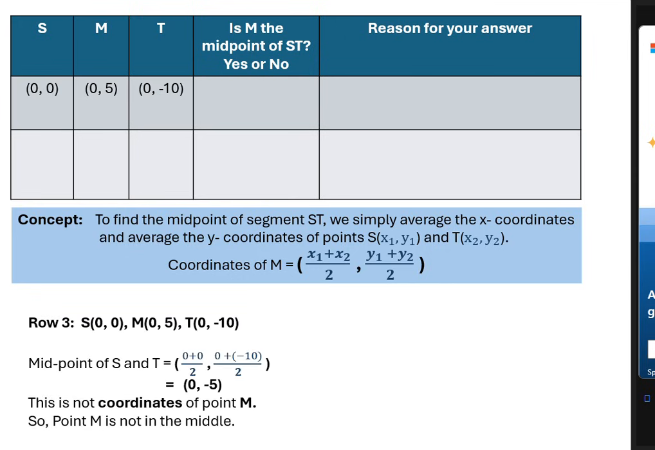0 comma 0 is the S coordinate, 0 comma 5 is the M coordinate, and 0 comma minus 10 is the T coordinate. Same formula: we got the midpoint of S and T as 0 comma minus 5, but the coordinates of M are 0 comma 5. This y coordinate is positive and here the y coordinate is negative, so they are not the same. It means this is not the coordinates of point M.